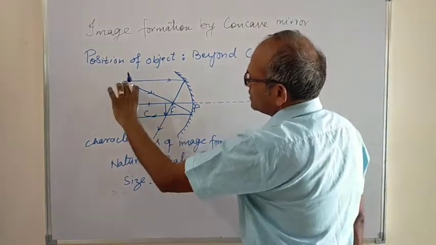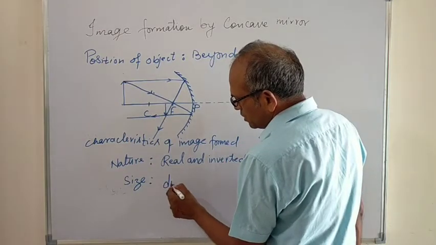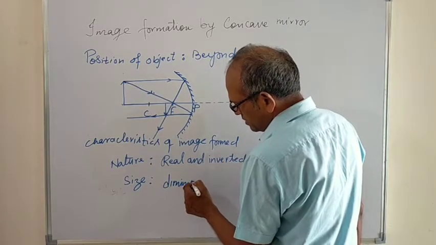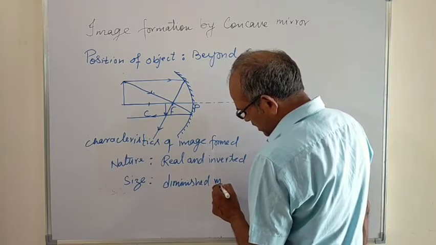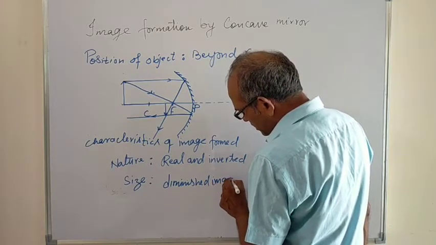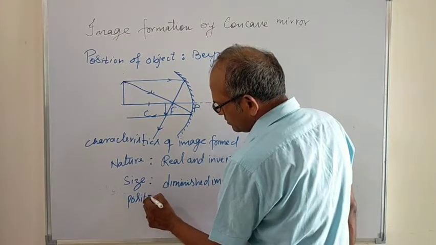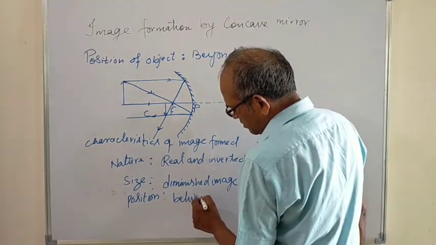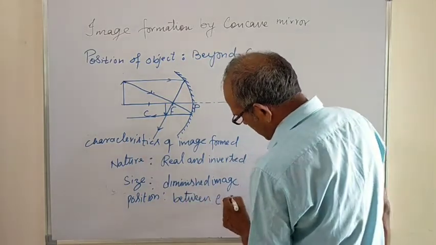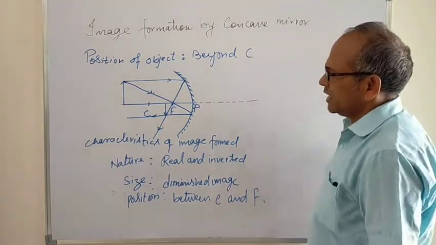You can compare it. The object is bigger in size, the image is smaller in size. So it is a diminished image, smaller than the object. And the position is between C and F. Okay, so this is the characteristic.